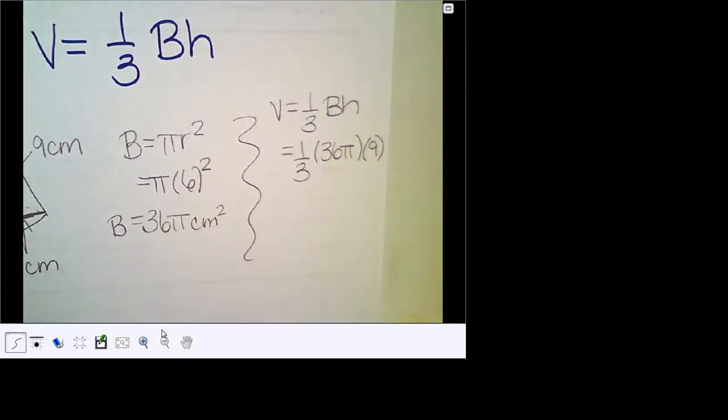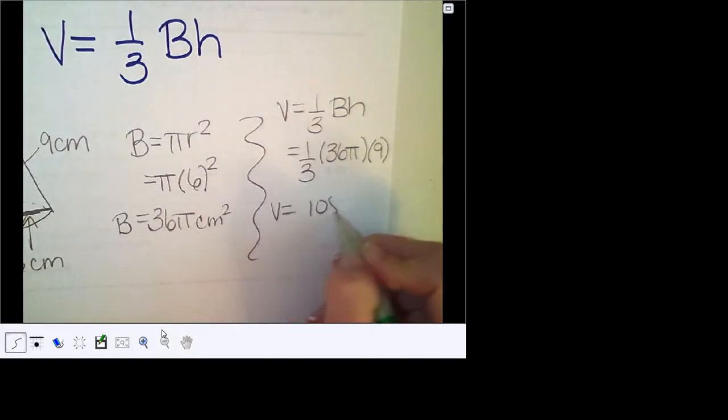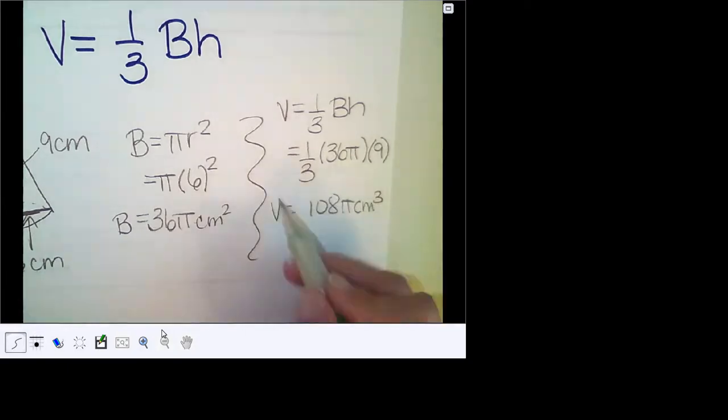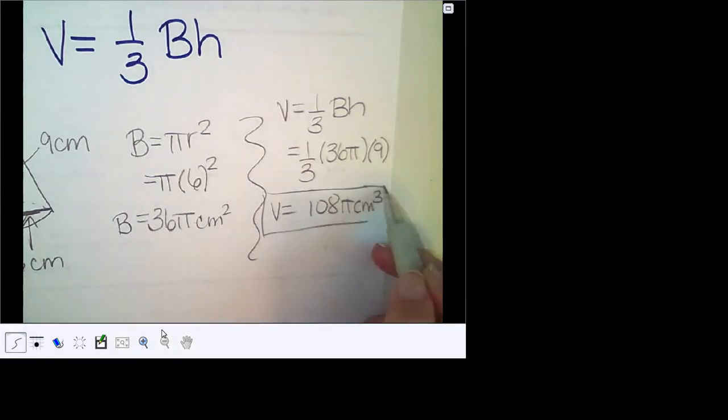Now, we could do this without a calculator, or we can do it with it. The way you're going to do it is multiply 36 times 9 and then divide it by 3. So 36 times 9 is 324, and then you divide by 3, and that gives you 108 pi centimeters cubed.